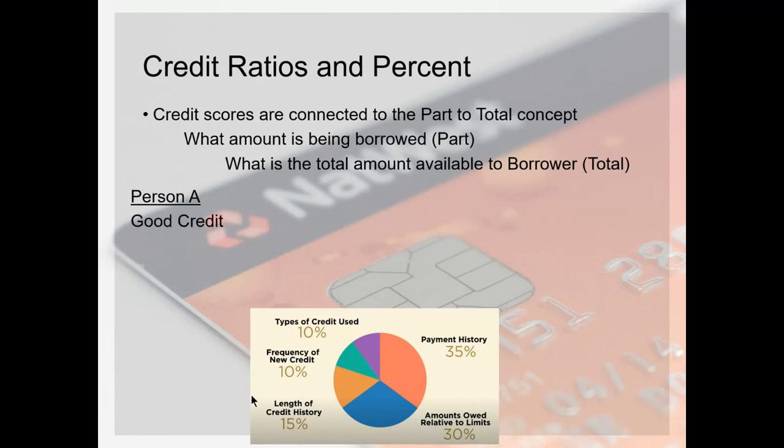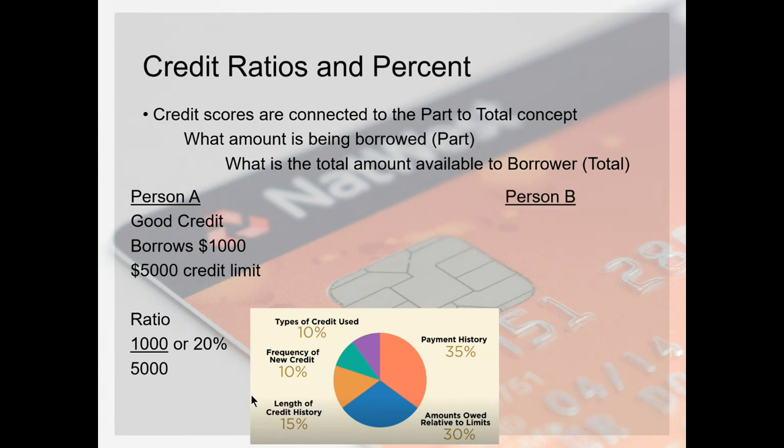If we look at an example, let's say person A has good credit. They borrowed $1,000, but they have a $5,000 credit limit. So they could have borrowed up to $5,000. That's the most they could borrow on their current credit score. So the ratio would be 1,000 out of 5,000. So 1 out of 5, 10 out of 50, or 100 out of 500. That simplifies to 20%. So 1,000 out of 5,000 means this person is using 20% of their available credit.